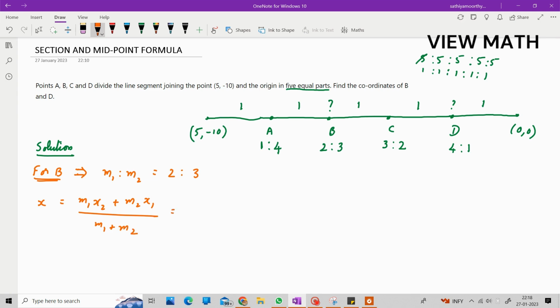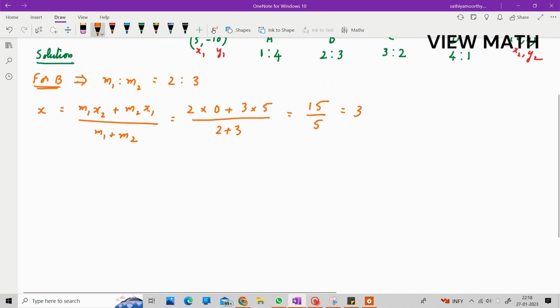Now let me substitute it. Here, this is my X1, this is my Y1, and here are the X2 and Y2 values. M1 is 2, X2 is 0, plus M2 is 3 and X1 is 5, divided by M1 plus M2, 2 plus 3. So 2 into 0 is 0, 3 into 5 is 15, divided by 5, which is equal to 3. The X coordinate we have found.